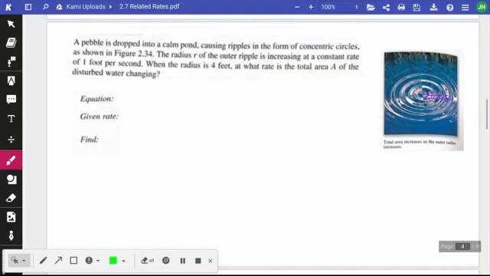So we're talking about an equation. It mentions at what rate is the total area of this circle. So the equation we're going to relate is the area of a circle. So area of a circle is A equals pi r squared.